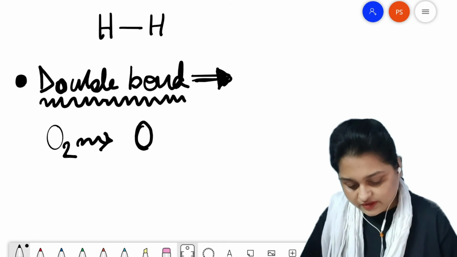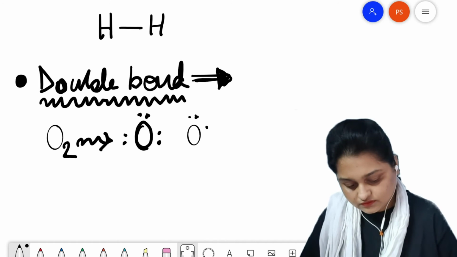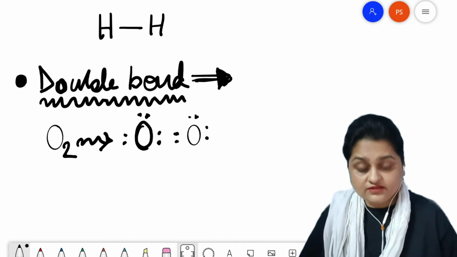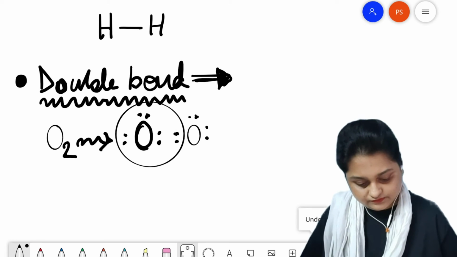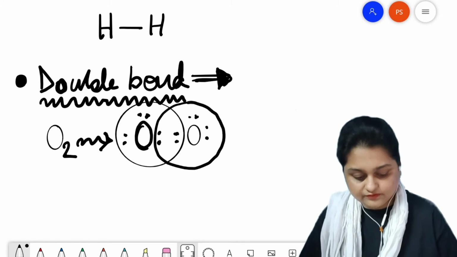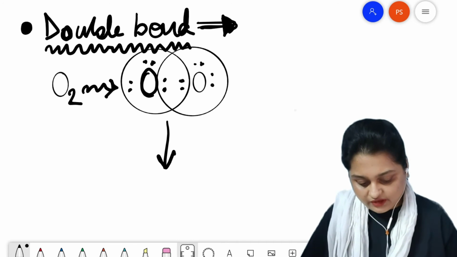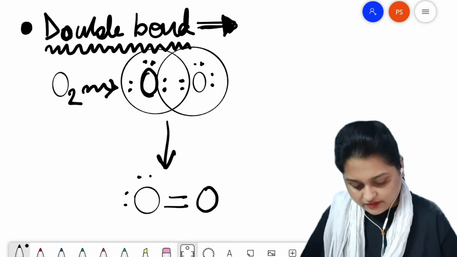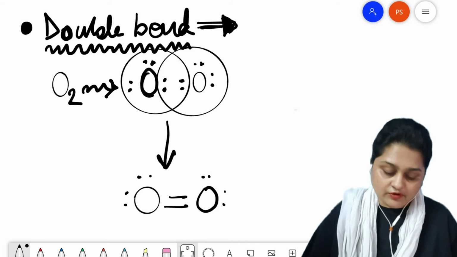Oxygen is a diatomic molecule having 6 valence electrons. Thus, both the oxygen atoms get their octet filled up and form a double bond between them, and two lone pairs remain on each of the oxygen atoms. Thus the double bond is formed.